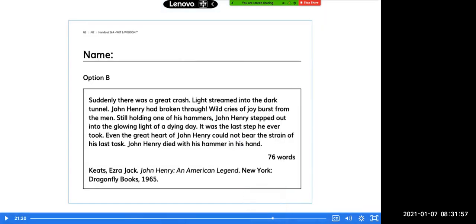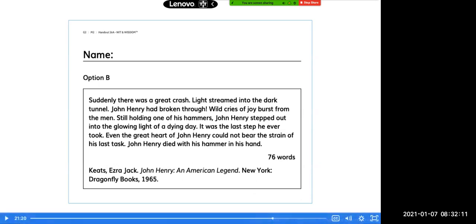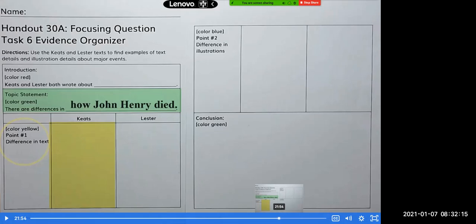Well, if I'm looking at it, I see that he stepped out into the glowing light of the day and that his heart was so strained by all of the work that this was his last task. And something important also is that he died with his hammer in his hand.